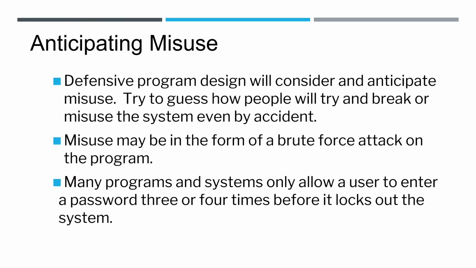Okay, so the first thing is to try to predict how people might misuse it. For example, if you've got a login system, people may attempt a brute force attack on the program. So you can say, for example, only allow a user to enter a password 3 times before it locks out. You could add a time delay between attempts. Even a few seconds would make a brute force attack pointless because it's got to take millions of tries. If you had a 2-second delay, that's going to ruin that right up. So there's lots of things you can do to stop a brute force attack online or in a program.